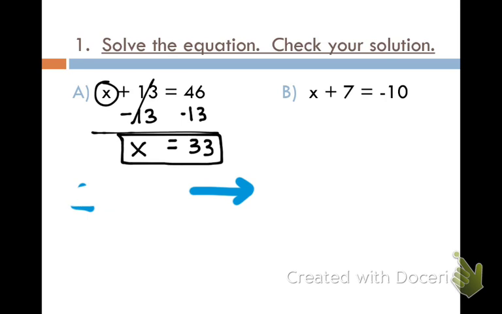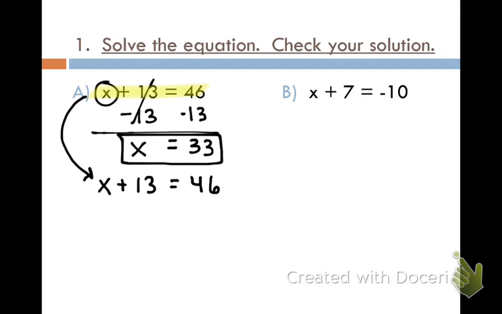But in my instructions, it doesn't ask me just to give the answer. It also asks me to check my solution. In order to check the solution, you're going to take the original problem that you had right there, and we're going to rewrite it down here underneath. So let's go ahead and rewrite X plus 13 equals 46. Something that I'd like you to try to do is keep those equal signs lined up. It just helps your paper to look a little bit more neat, so keep the equal signs all lined up.